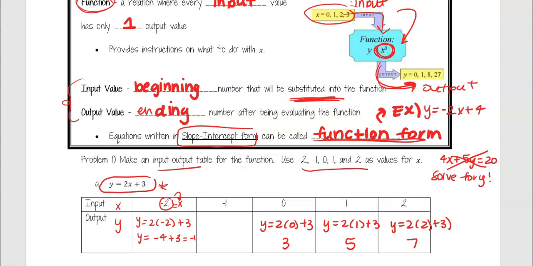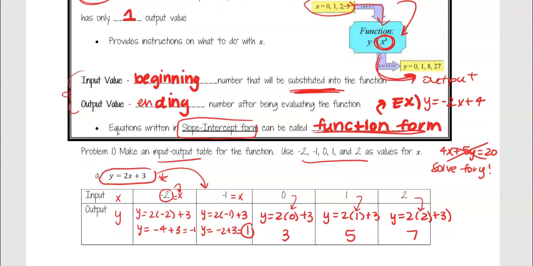And then I'll show you again. I'm going to use the same equation, same function. Y equals 2x. This is my new x. Substitute it in. And I'll evaluate. 2 times negative 1 is negative 2 plus 3. That gives me 1 is my output. Here's my work for 0, 1, and 2. And you can see my function. I input the value in for x, and then I evaluate.